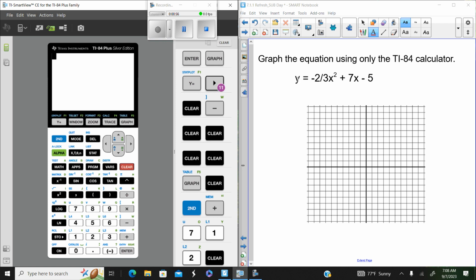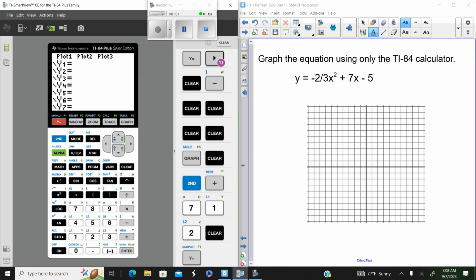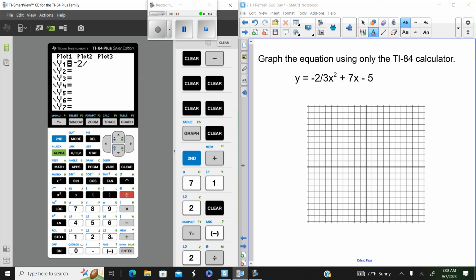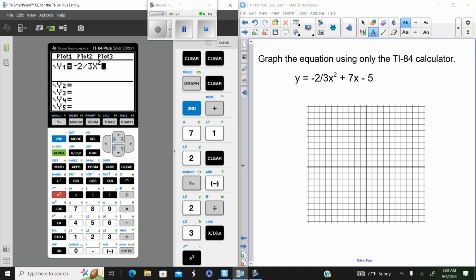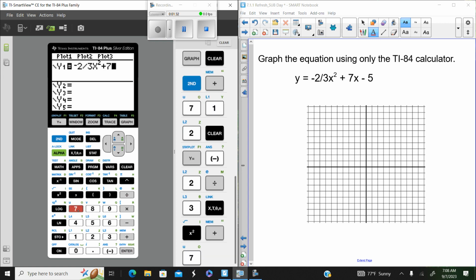So what we want to do is get this equation into our calculator, and we do that by hitting that y equals button. And we do have a negative a value here. So we remember down here by the enter key, we do not use the minus symbol, we use the negative. And then I'm going to say 2 divided by 3. And then the variable, of course, is here, right next to the alpha key. And then the squared key, you can either use this or you can use the button over here under the clear. So x squared gives me x squared here. And then plus 7x, and then of course we use the x here, and minus 5.